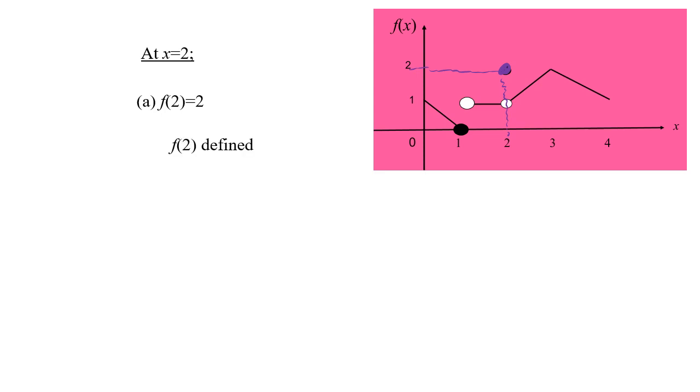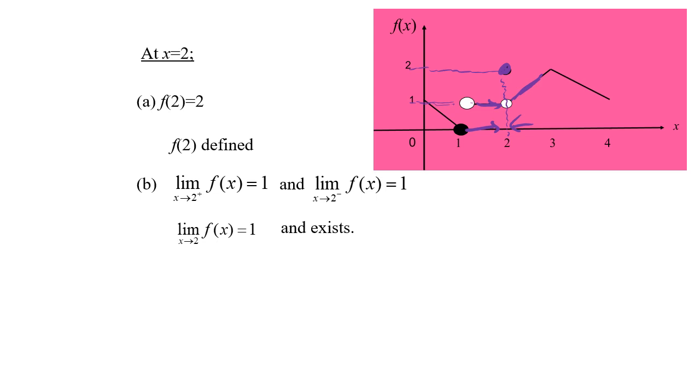And then the second one, we want to find the limit. Does the limit exist? So we check from the right-hand side and from the left-hand side. From the right-hand side, we can see that as x approaches 2, y is approaching 1. And from the left-hand side, as x approaches 2, the value of y is approaching the value of 1. So does the limit exist? Yes, the limit exists, because the limit from the left-hand side is equal to the right-hand side.